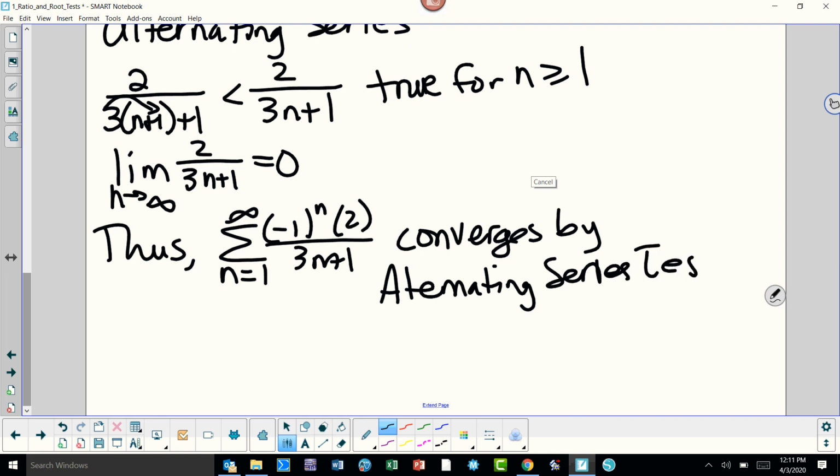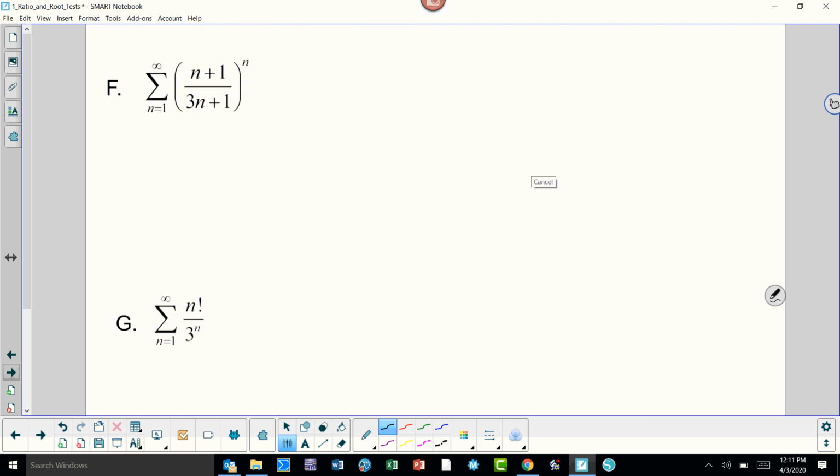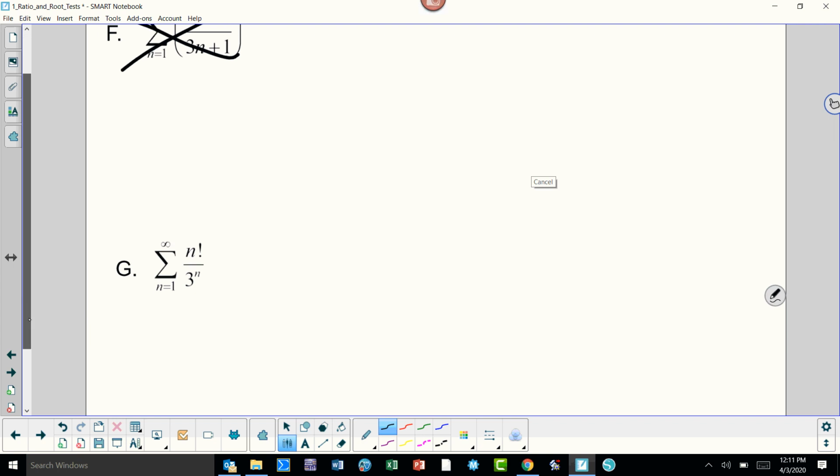Okay. All right, let's look at the next one. This one is actually the one we're not going to do. This would be the root test, so we don't need that. So just skip that. We're not going to have one that looks like that.